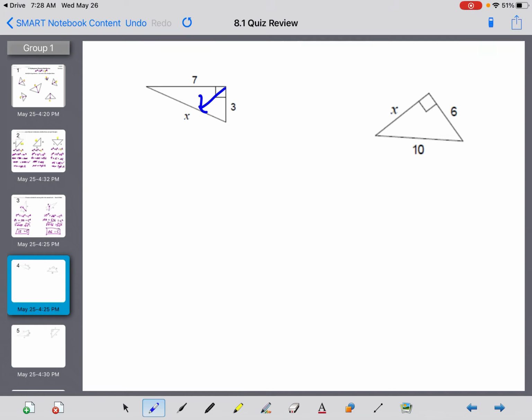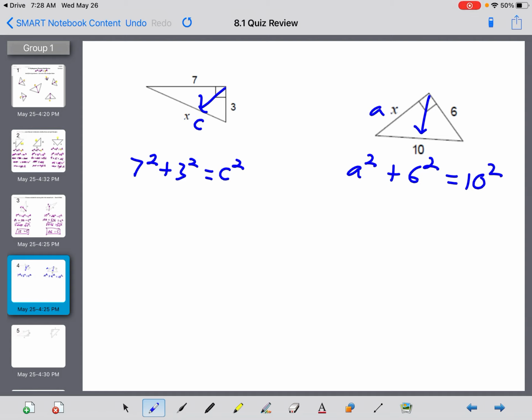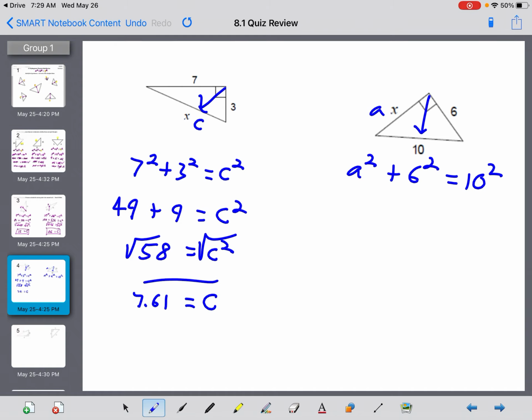Okay, again, determine what side we're looking for. This time we have a C, so we're going to solve for A. So 7 squared plus 3 squared equals C squared, and here we have a squared plus 6 squared equals 10 squared. Notice the difference between solving for C and solving for A. 7 squared is 49. 3 squared is 9. We add those together to make 58 equals C squared. Take the square root of both sides, and the square root of 58 is 7.61.